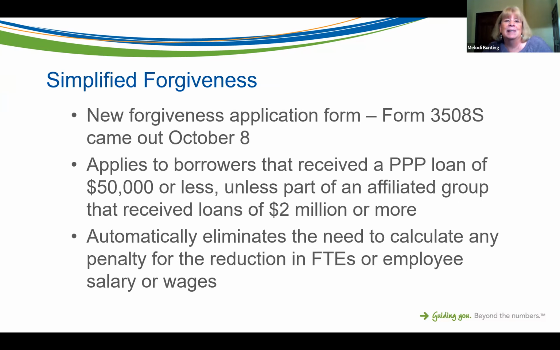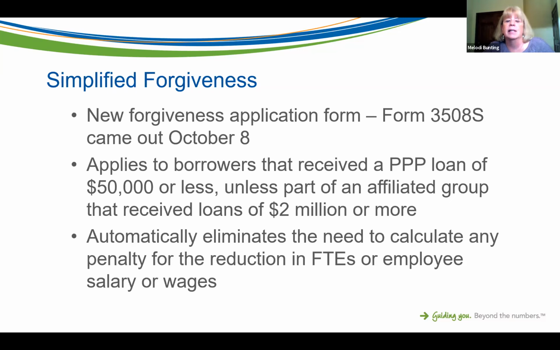The 3 forms: the simplest is the one that came out most recently, the 3508S, which came out in October. This is the one for borrowers that have 50,000 or less, unless they're part of an affiliated group. The advantage here is this is not an automatic forgiveness. There are still certifications and there is still a form to fill out, but it eliminates the need to calculate a penalty for FTE reductions and salary or wage reductions. So that's what makes this one primarily simplified. In terms of timing, this is the one that has the least complications.